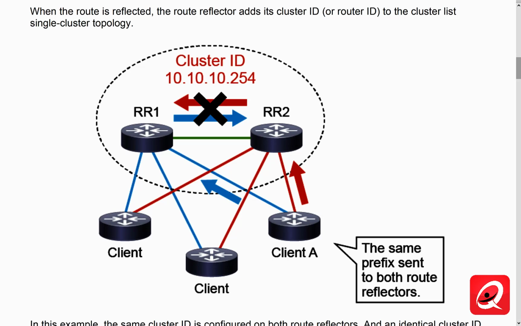If we take a look at the example here, we're using a single cluster with two redundant route reflectors. They're configured with an identical cluster ID of 10.10.10.254, which makes sense in this case because I don't want information from route reflector 2 being duplicated to route reflector 1 and so on. So we can send the information to our clients. When route reflector 1 sends an update to route reflector 2, we look at the cluster list and we find the cluster ID matches, so we discard that particular route. And the vice versa would happen if I went from route reflector 2 to route reflector 1.